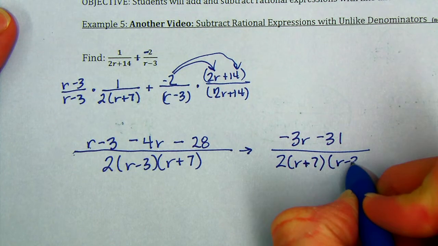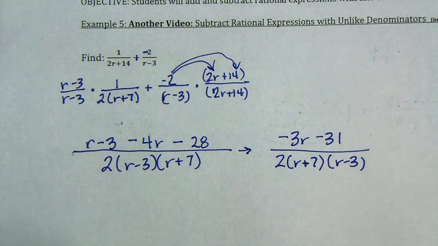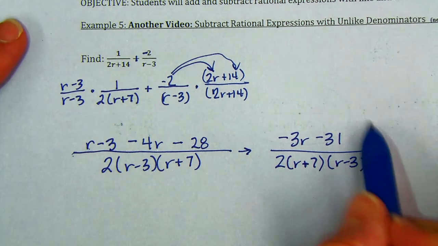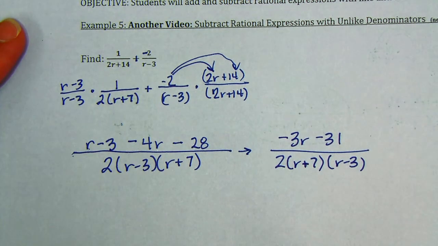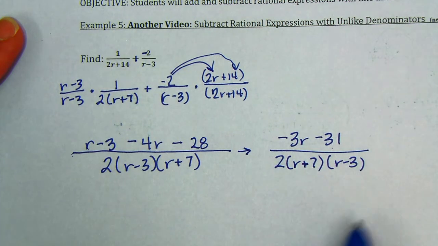Can we factor anything out of that numerator? No, because 31's prime. I can't factor out a 3, and so we're done. There's no way we can simplify that. All right, one more of these.